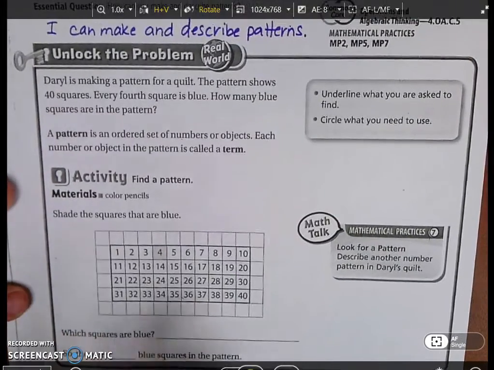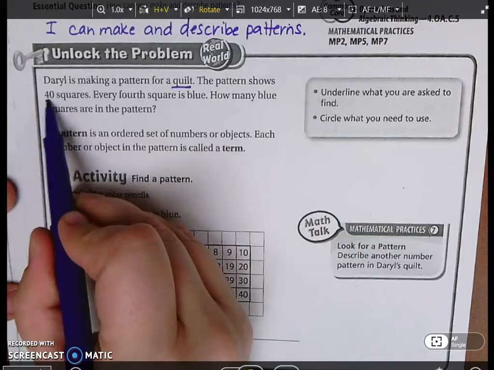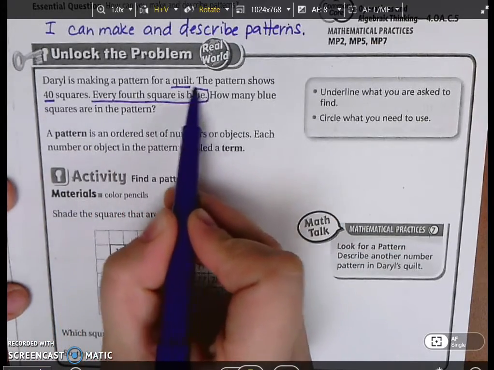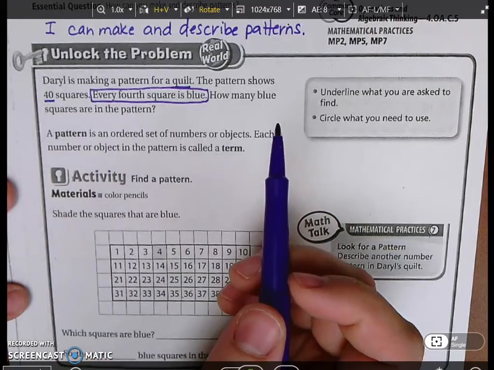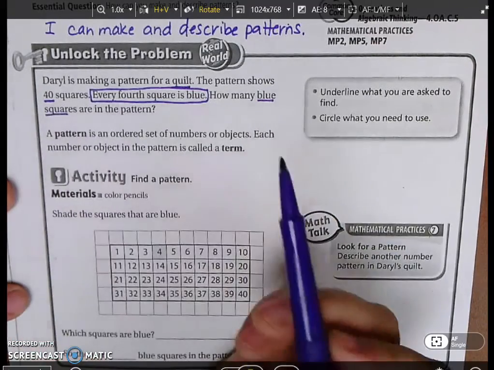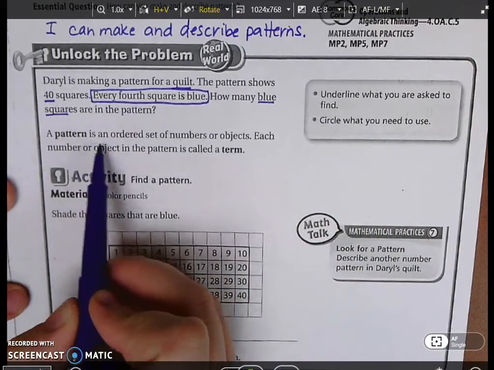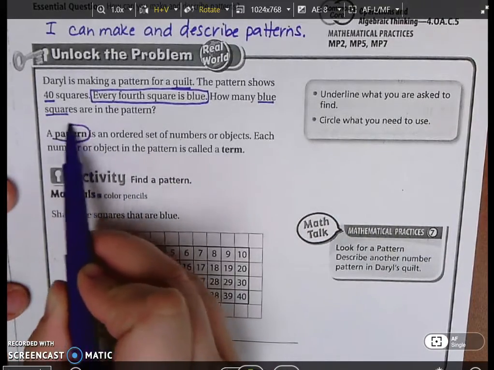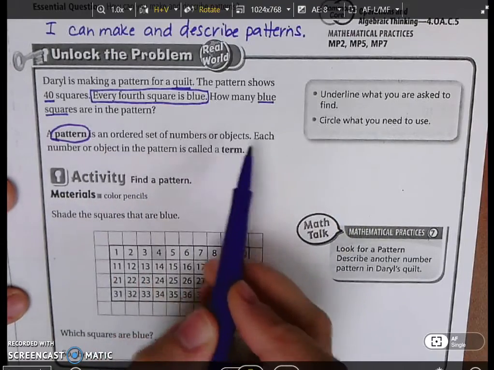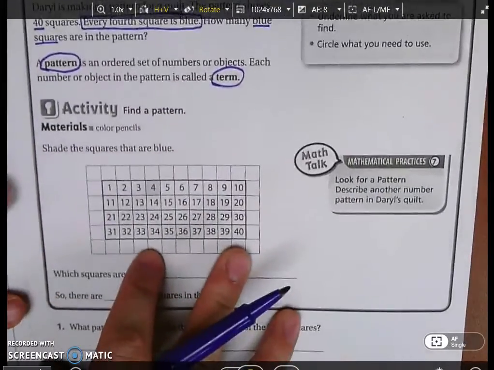So in our first problem here, Daryl is making a pattern for a quilt. The pattern shows 40 squares. Every fourth square is blue. How many blue squares are in the pattern? So a pattern is an ordered set of numbers or objects. So that's our first term. And then each number or object in the pattern is called a term.